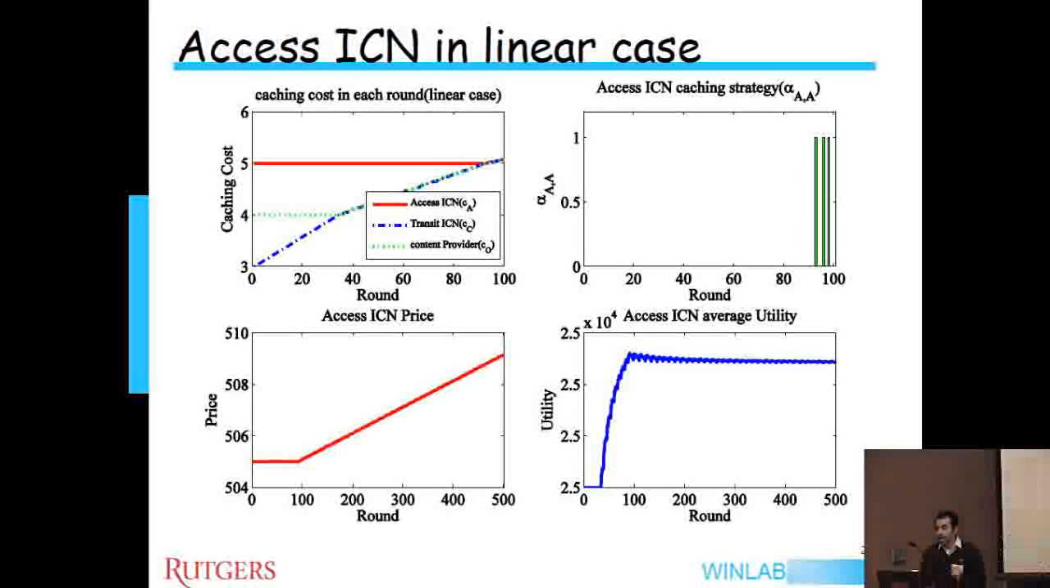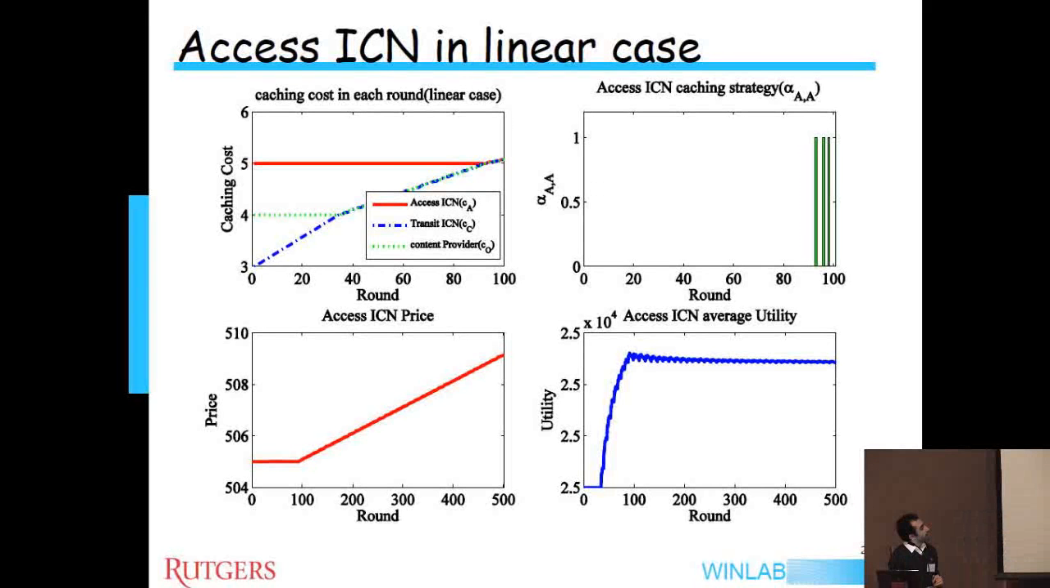And why is it happening? Because the caching cost for the transit ICN until around round 90 is less than the caching cost of access ICN. Then access ICN decides to forward all the requests to the transit ICN to get more payoff. And at the top right, you can see the caching strategies for access ICN A. From round 0 to 90 something, it decides to not cache anything, so the result is just 0. After that, it starts to cache the content sometimes, and the result is just 1.